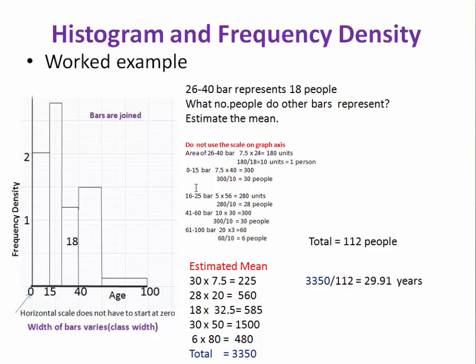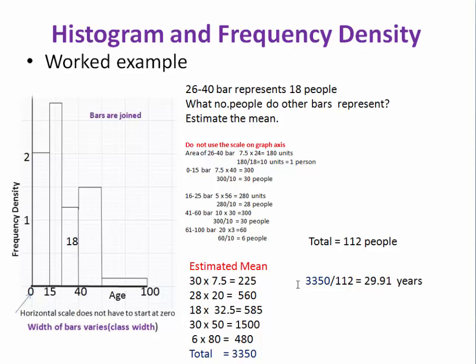For the 0 to 15 bar, it's 40 units up. So each one of these is 10, 10, 20, 30, 40 units. And 7.5 across, so that's 300. 300 divided by 10 is 30 people. So we do that for each bar. We're already given this 18. So this bar we calculate as 28. This one is 30 people, and this one is 6 people.